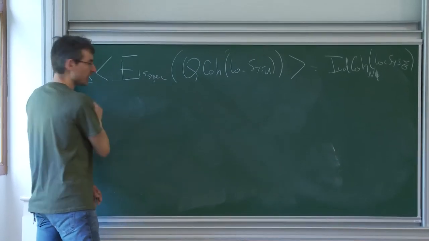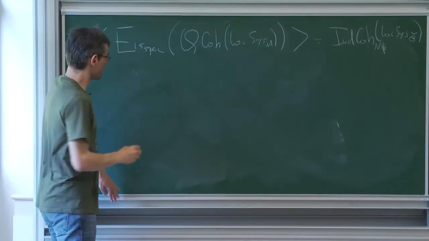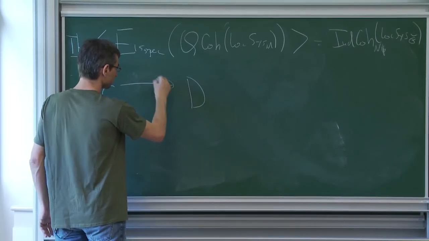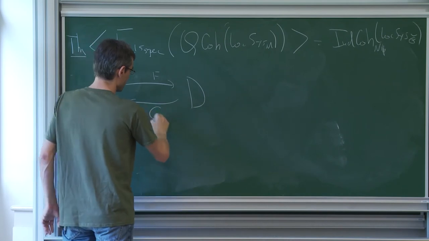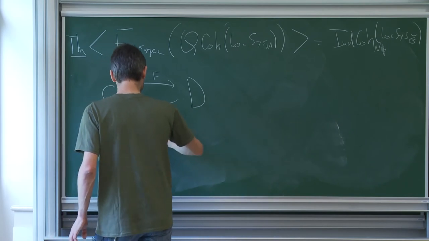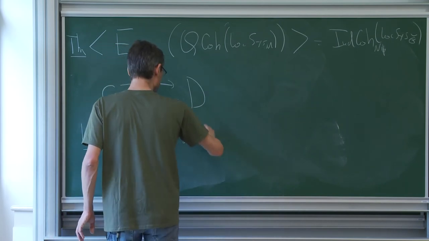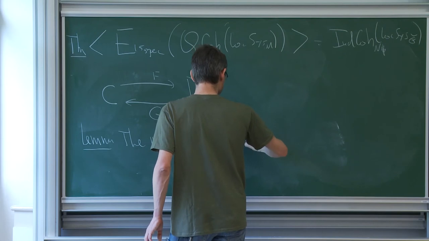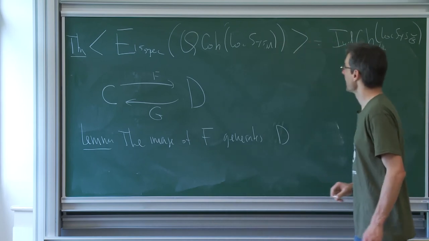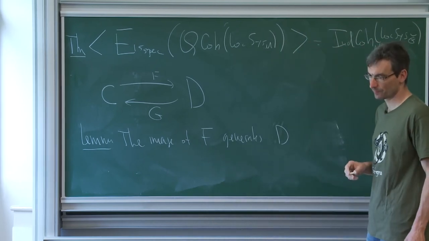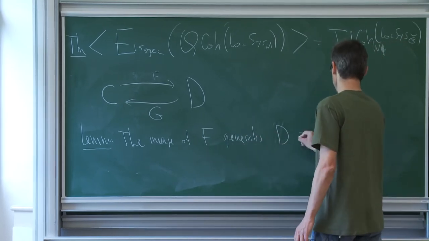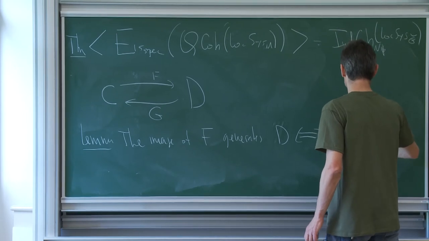Okay, now let's take a look at what it means to generate. Suppose, as usual, you have a pair of adjoint functors, F and G. So the lemma is that the image of F generates D, including the particular case M equal to G, if and only if the functor G is conservative.